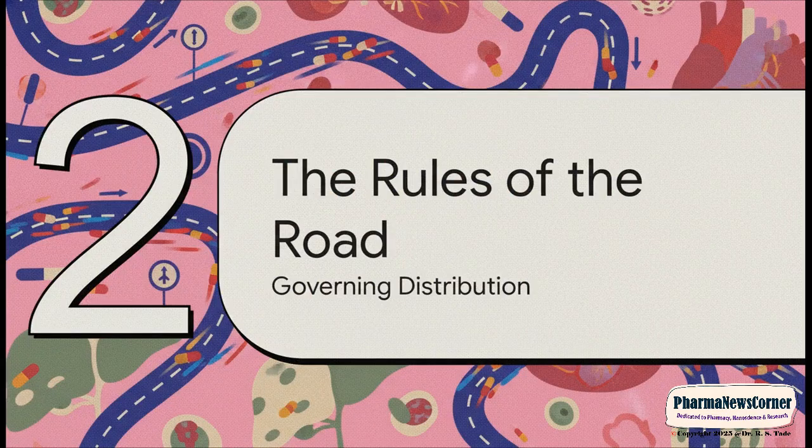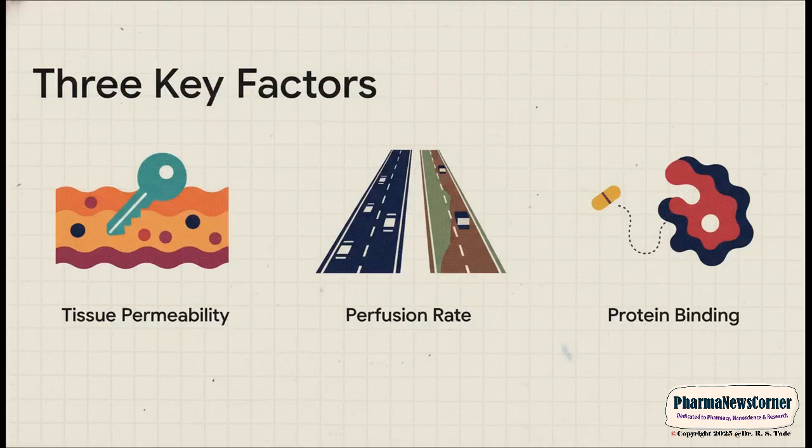Okay, so this whole trip isn't just a free-for-all. It's actually governed by a pretty strict set of rules of the road, if you will. And these rules decide where a drug can go, how fast it gets there, and how much of it actually arrives at the final destination. We can basically boil these rules down to 3 main factors.